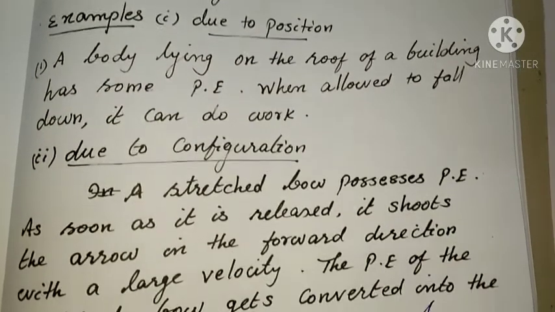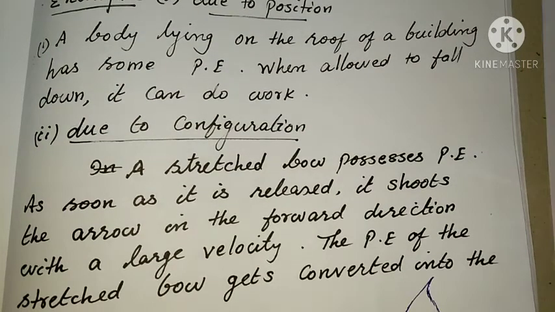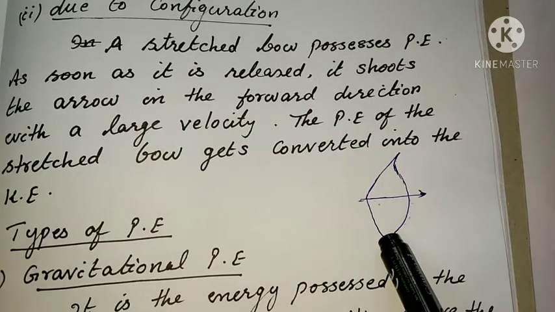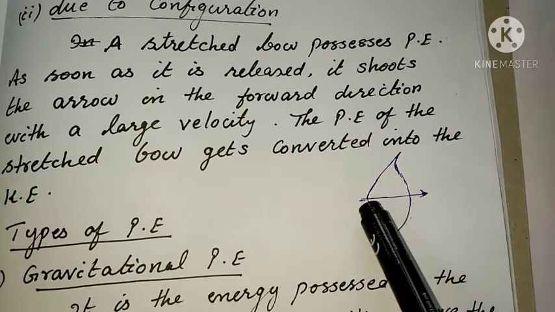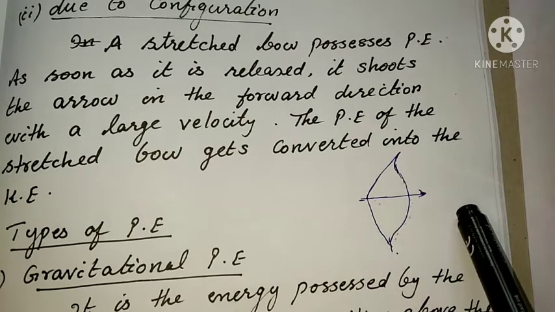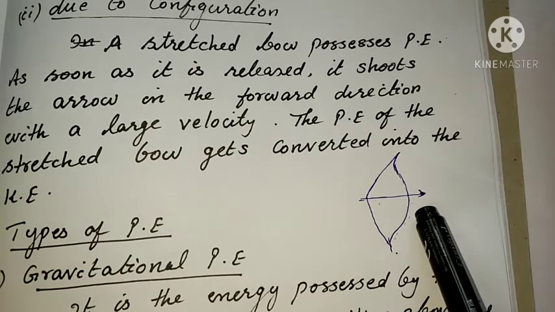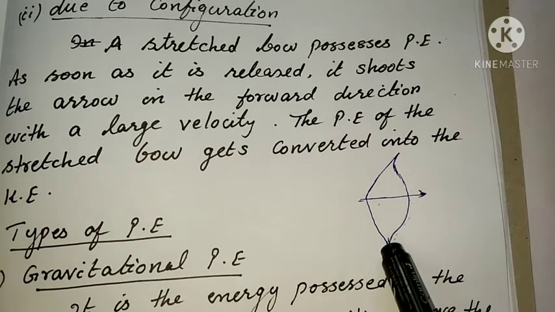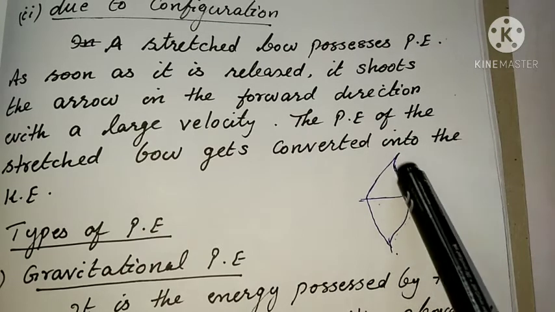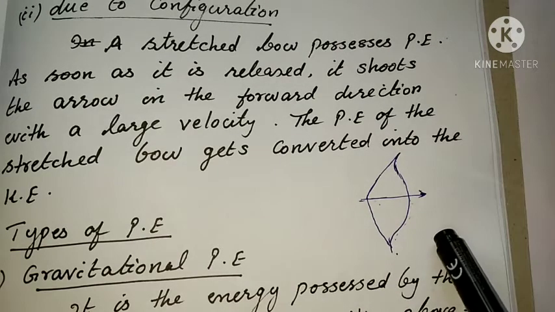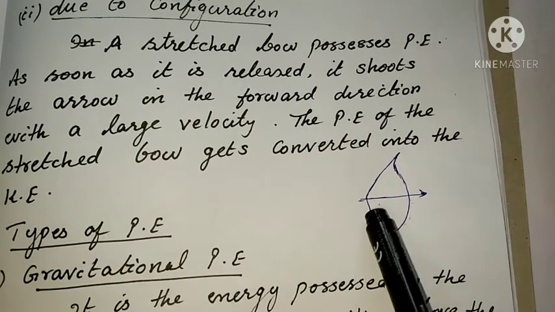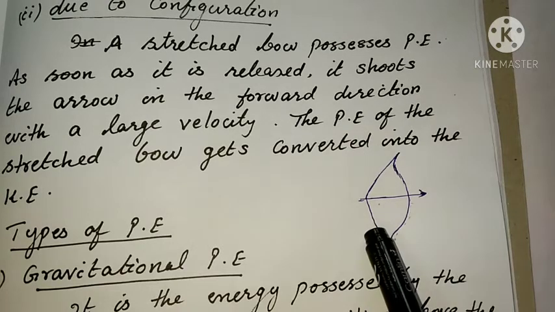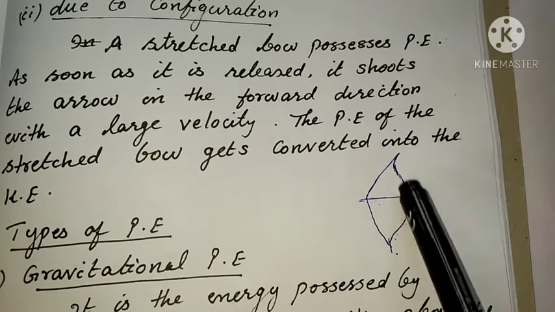Then the second case, due to the configuration, what is the potential energy? A stretched bow possesses potential energy. As soon as the bow is released, it shoots the arrow in the forward direction with a large velocity. So the potential energy of this stretched bow gets converted into kinetic energy, and the arrow moves in the forward direction. Clear? So here the potential energy is due to its configuration, due to its shape.